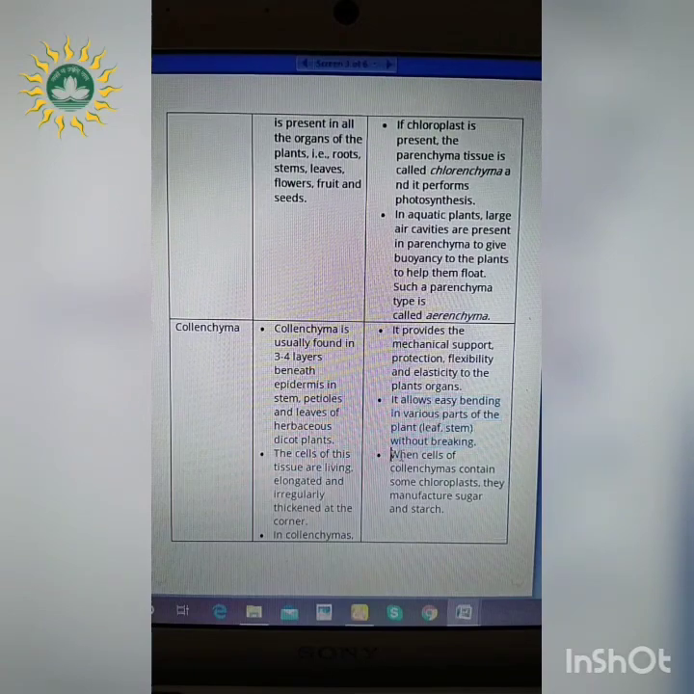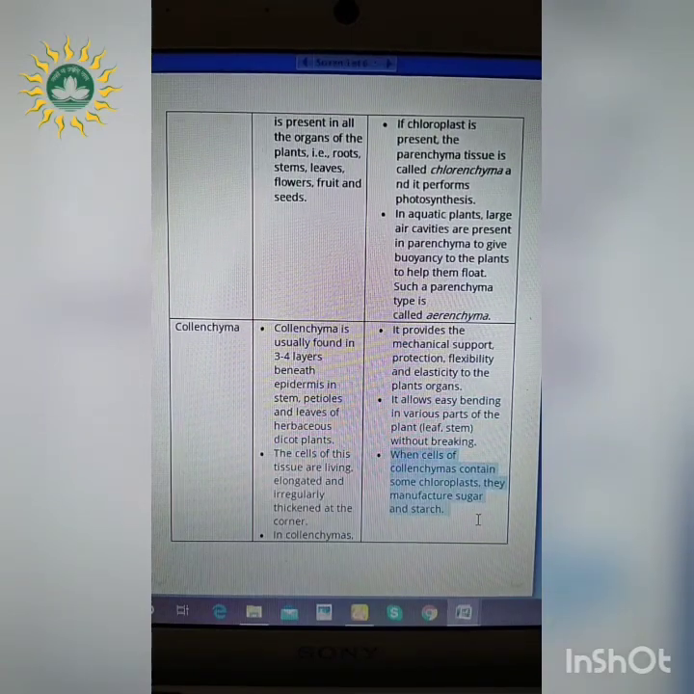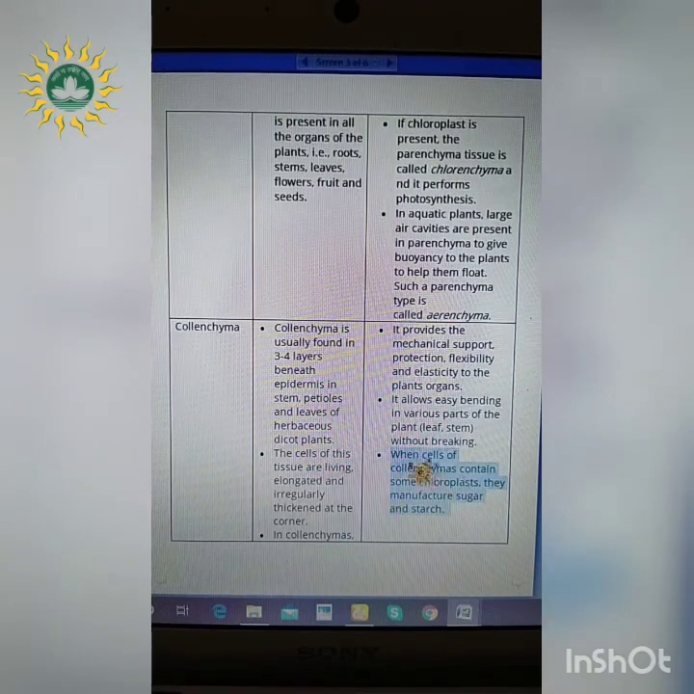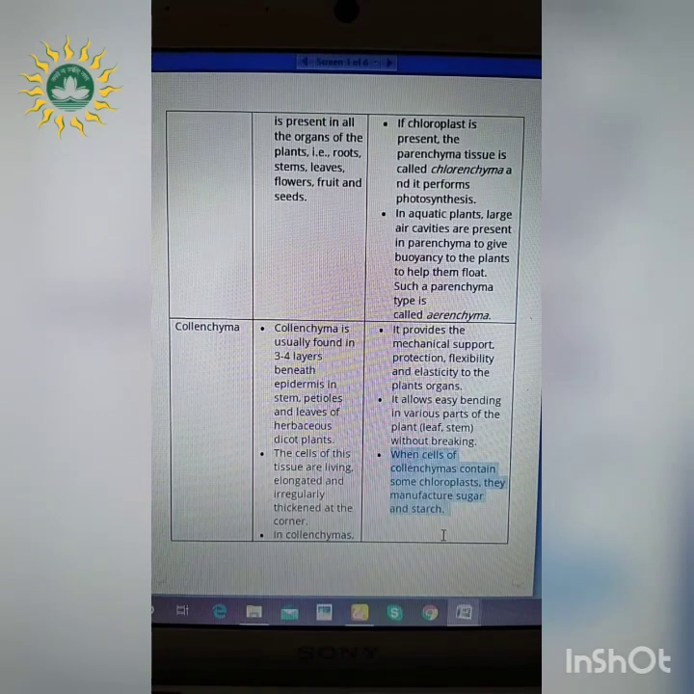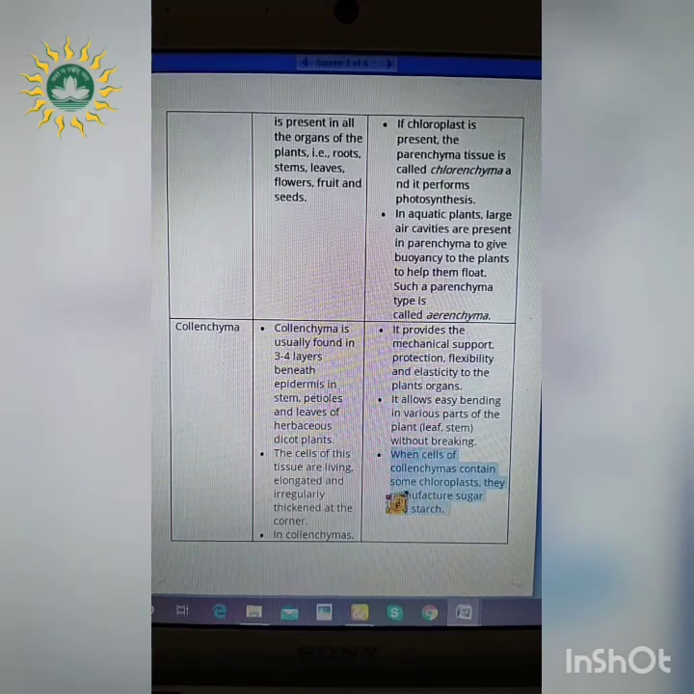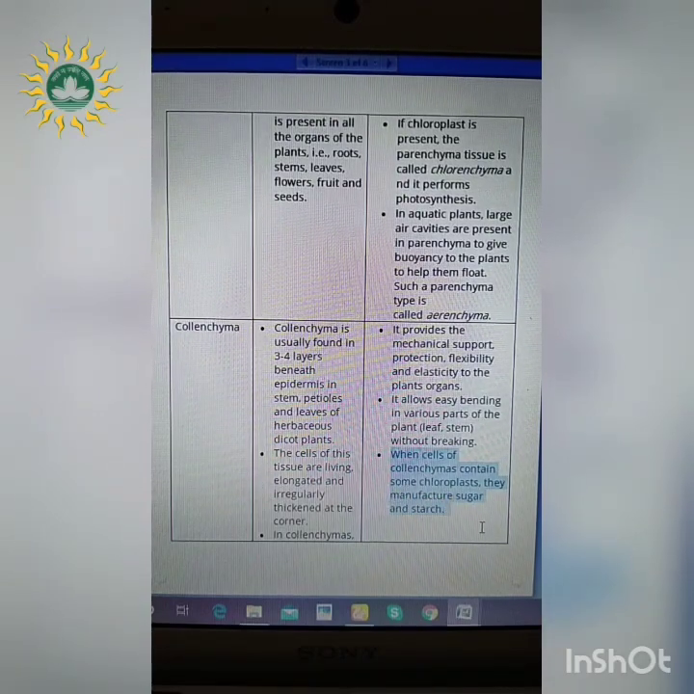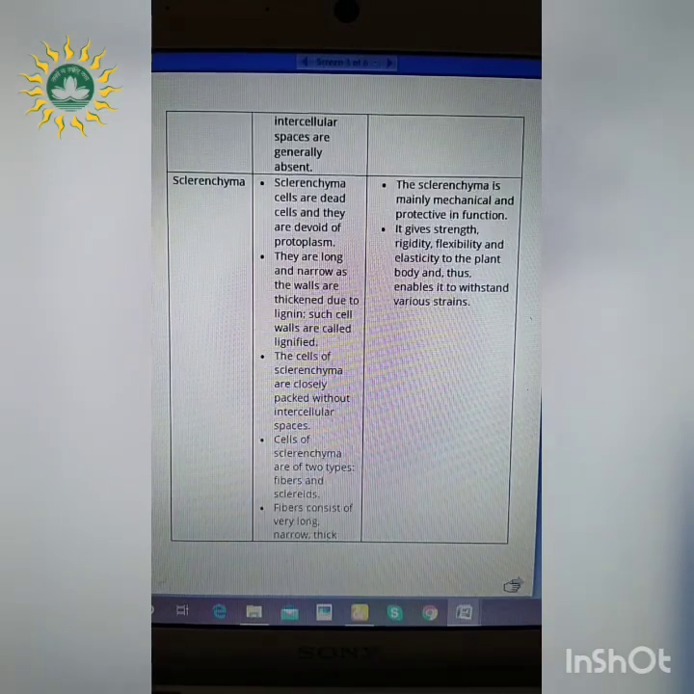Third, when the cells of the collenchyma contain chloroplast, they manufacture sugar and starch. So whenever the collenchyma contain chloroplast, they can easily manufacture sugar and starch. Why? Because wherever chloroplast is present, the plants are able to photosynthesize, and thereby the sugar and starch can be easily manufactured.